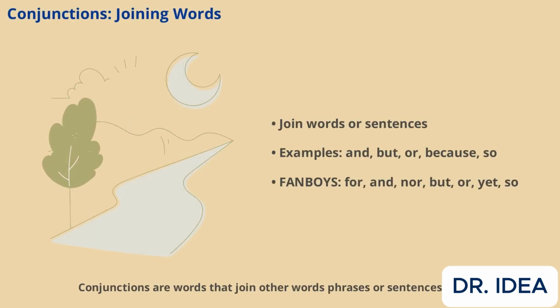Conjunctions are words that join other words, phrases, or sentences. Common conjunctions include and, but, or, because, and so. For example, and adds information, but shows contrast, or gives a choice, because gives a reason, and so shows a result. There's a helpful acronym, FANBOYS: for, and, nor, but, or, yet, so. Conjunctions help your sentences flow smoothly.